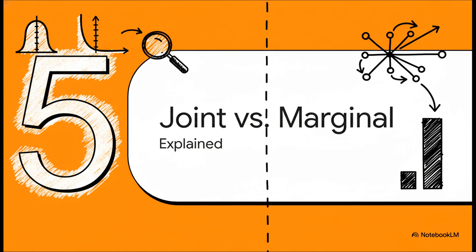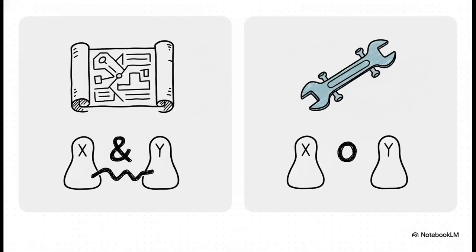Okay, let's zoom out one last time and put our two main tools side by side, just to make this distinction absolutely crystal clear. So here's the key takeaway, the thing to really lock in. The joint function, that's your master blueprint. You grab it when your question involves x and y. It's for understanding the whole system. The marginal function, that's your specialized tool. You make it from the blueprint, and you use it when your question is about x alone or y alone. It's for zooming in on just one piece of the puzzle.